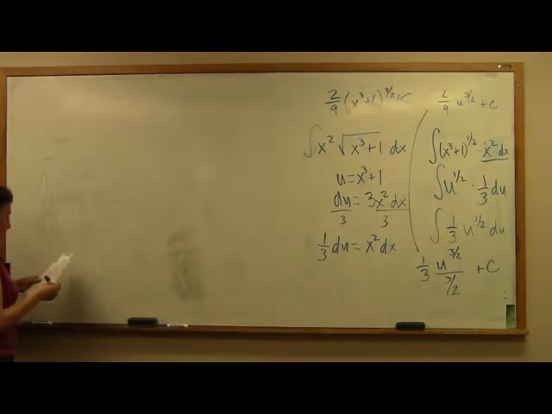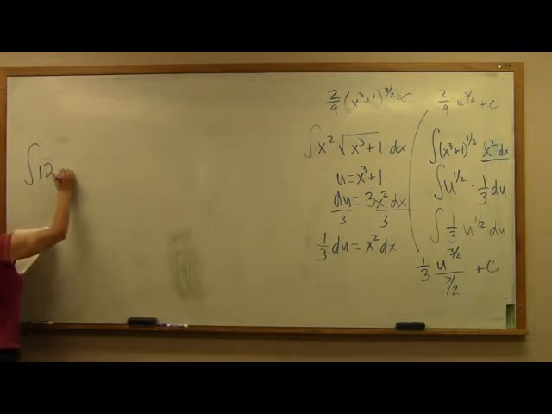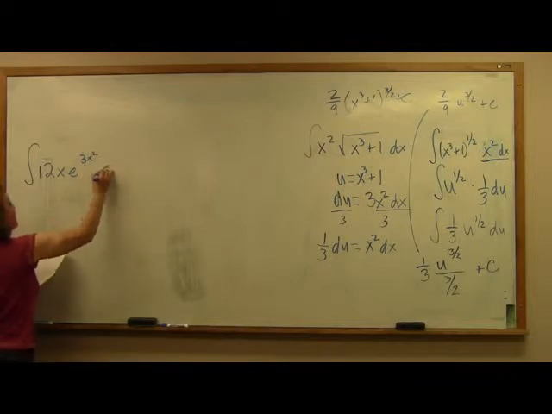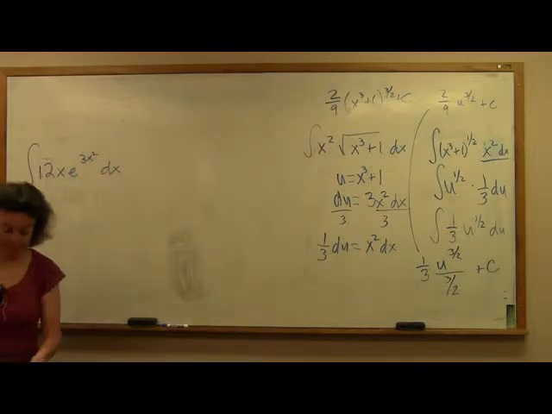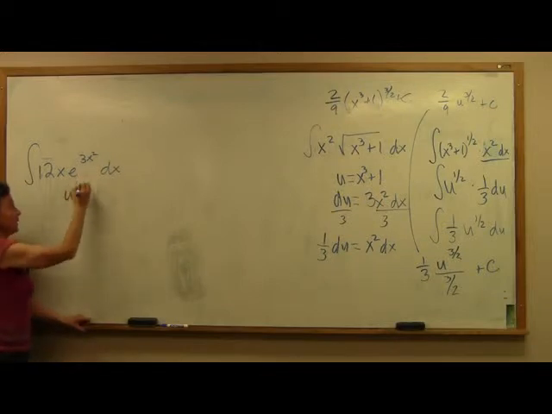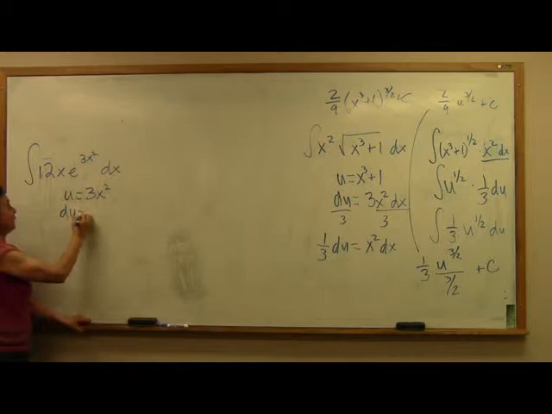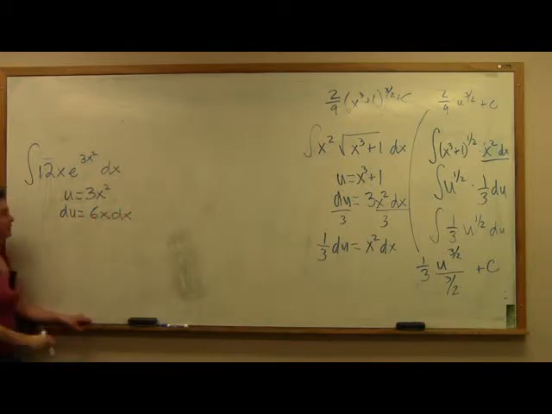What if I have, how about x e to the, let me do this. How about 12x e to the 3x squared dx. All right. Again, what we're going to do is substitute our exponent. We're going to let u be equal to 3x squared. Our next step is to take the derivative. So we get du is 6x dx.